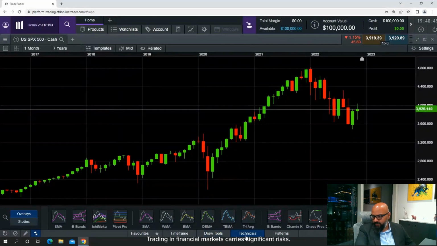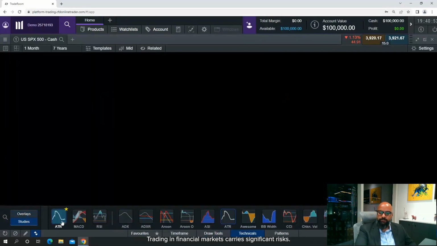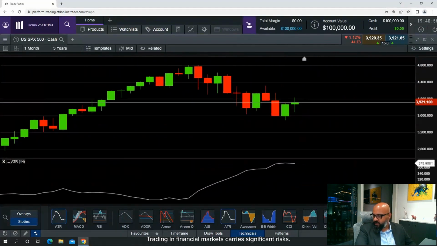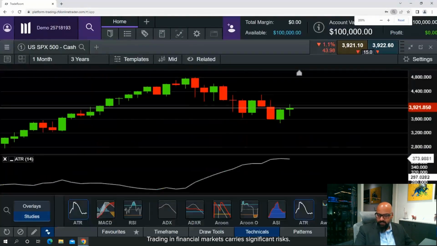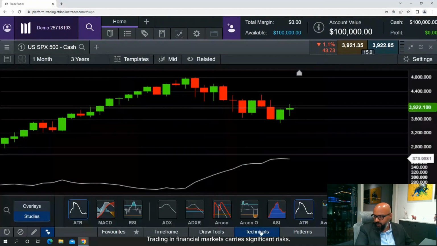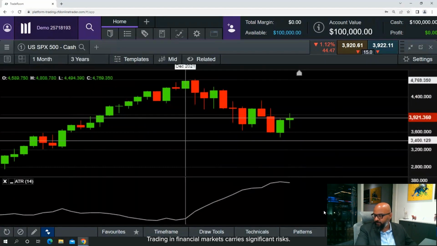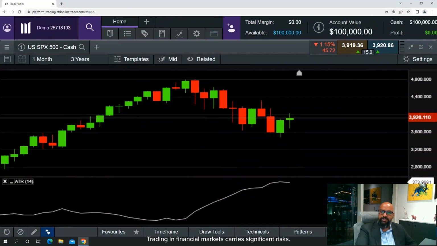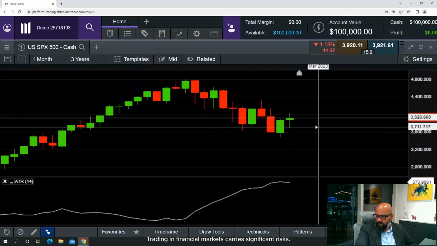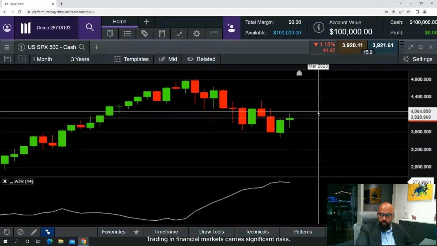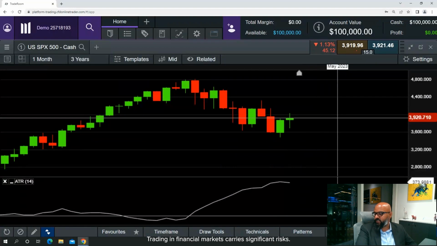I go to technicals, I go to my studies, and I click on ATR. Okay. Now, let's look at ATR. Let me make the screen bigger so it's easier to see the prices. I'm just going to be hiding all the technical tools. Now, can you see the ATR over here? It says SPX in the given month can move about $373. So it can move up $373 or it can move down $373.